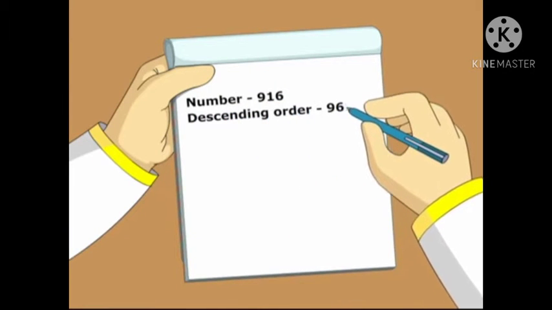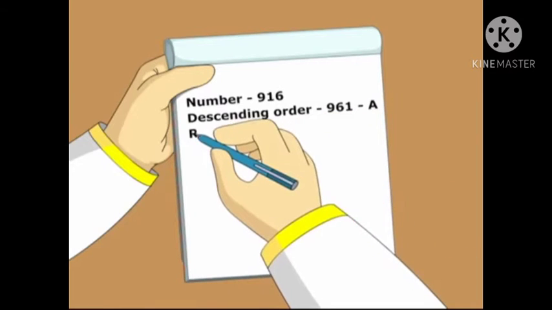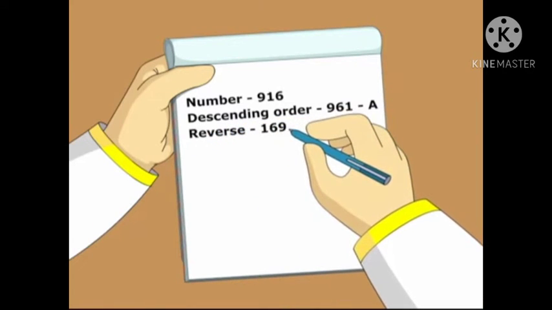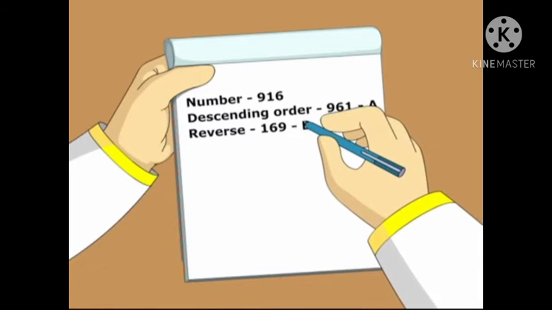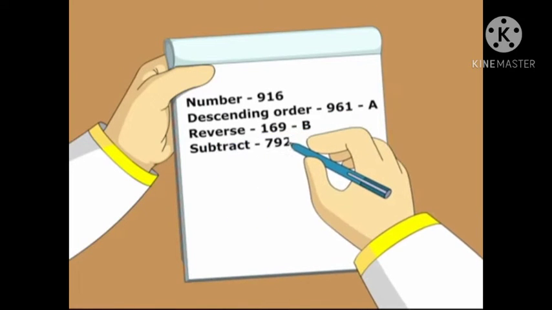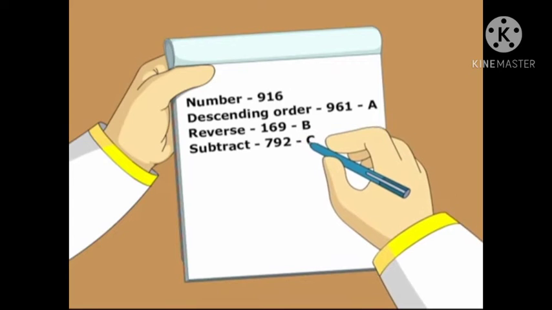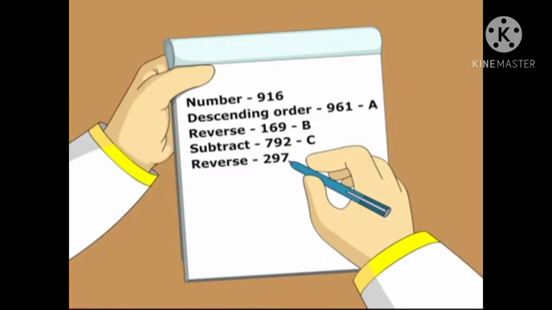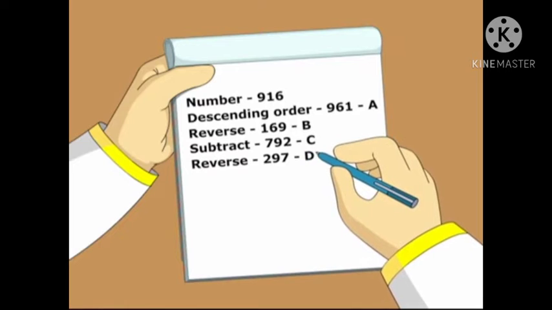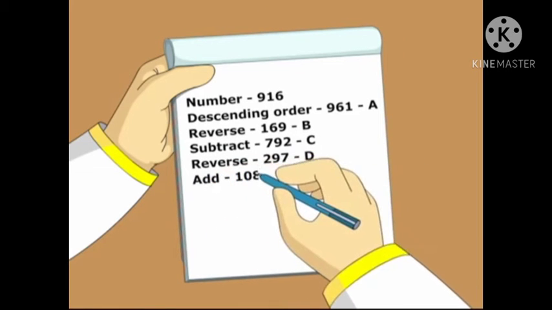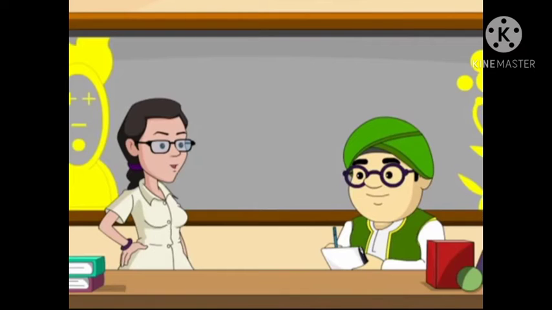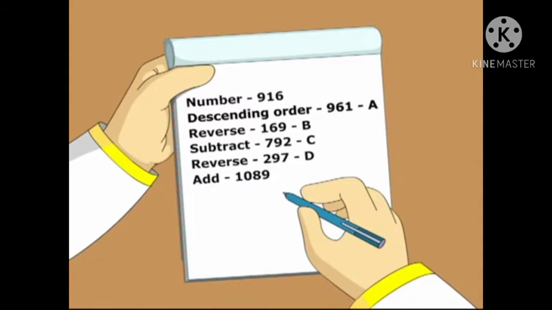Let's assume this number as A. Now reverse it. That is, now write your digits in ascending order. Let's assume this number as B. Now subtract B from A. Let's assume the answer as C. Okay. Now arrange C in reverse order. Let's assume this number as D. Add C to D. See what you get? Oh God! I told you the answer in the beginning. It is indeed 1089.